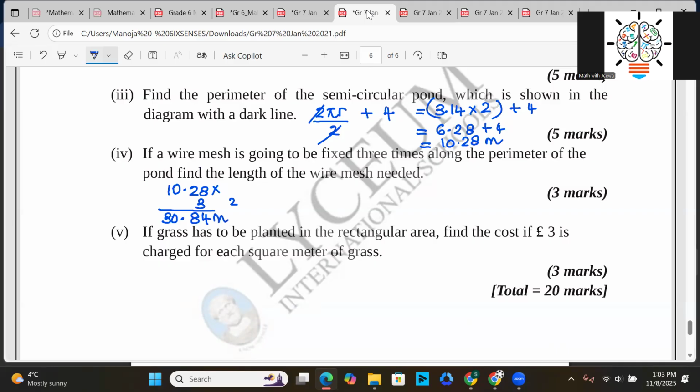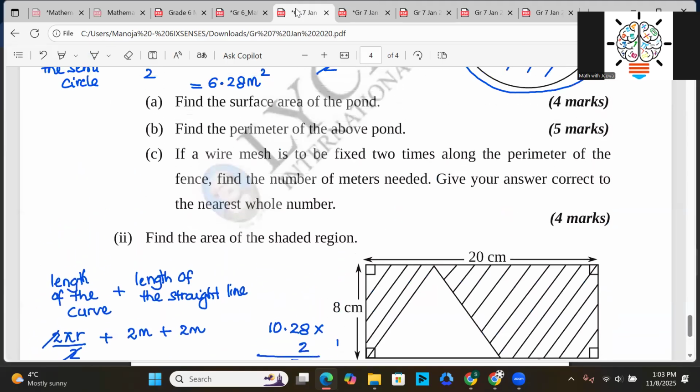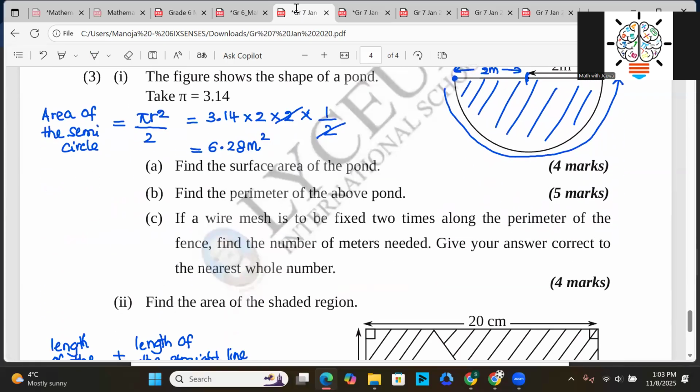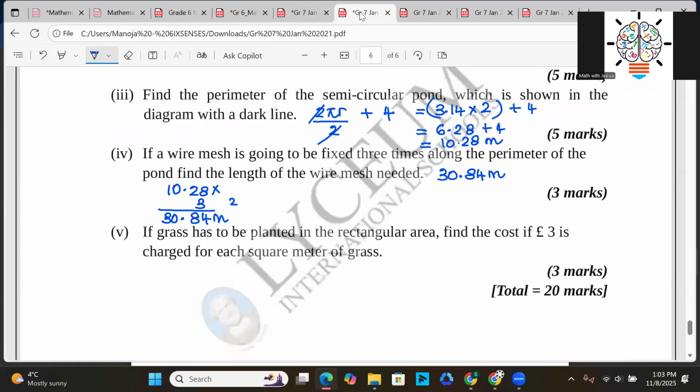And find the length of the wire mesh needed. Here we write 30.84. Why? They have not asked us to round it. Earlier one, they have asked us to write it to the nearest whole number. Can you remember? They asked us to write it correct to the nearest whole number. But here they have not mentioned anything. They just ask that if you have the wire mesh 3 times along the perimeter of the pond, find the length of the wire mesh we need, that is 30.84.